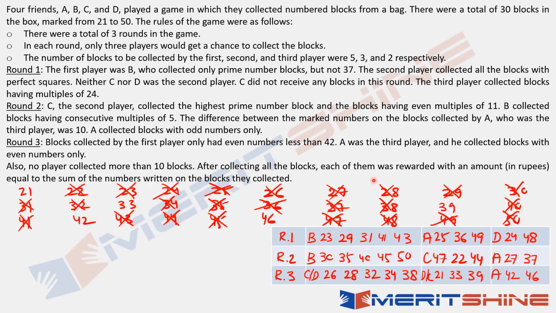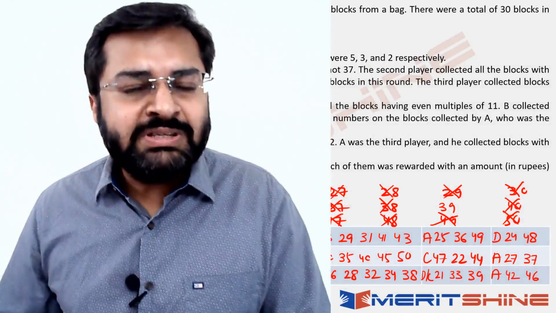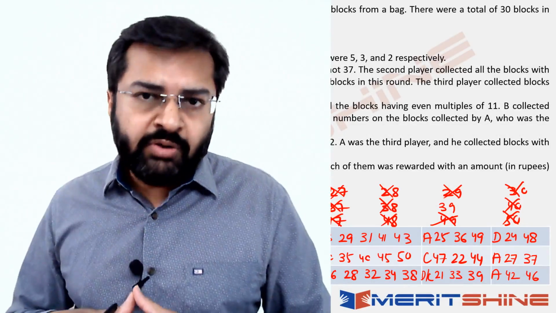And now the next part. It says after collecting all the blocks, each of them was paid an amount equal to the sum of the numbers written on the blocks. What does that mean? So for B, the amount would be the sum of these numbers and these numbers. We got 10 blocks like that. So we've got everything here. Let's look at the questions. 3 questions. If you've done them, wonderful.